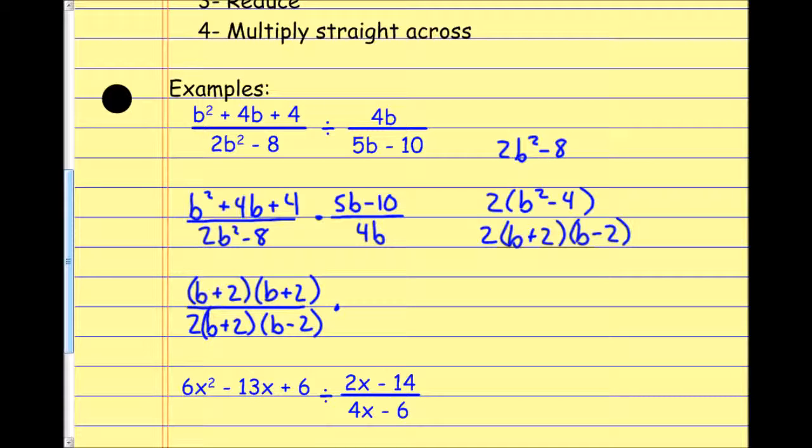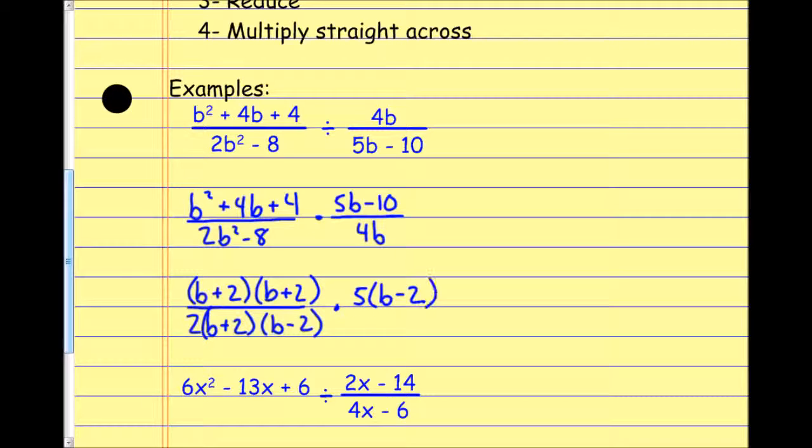Over here, the 5b minus 10, I can factor a 5 out of, which leaves me with a b minus 2. And then this just stays as a 4b. And now I cross out any common factors here. I've got a set of b plus 2s I can cancel out. The b minus 2s can cancel out. And now in my numerator, it looks like I'm left with a 5 and a b plus 2. Let me rewrite that. That didn't look very good. In the denominator, I've got a 2 times a 4b, which is just 8b.